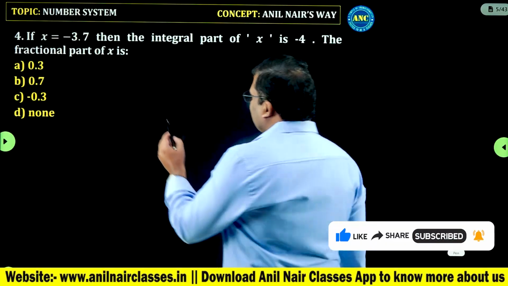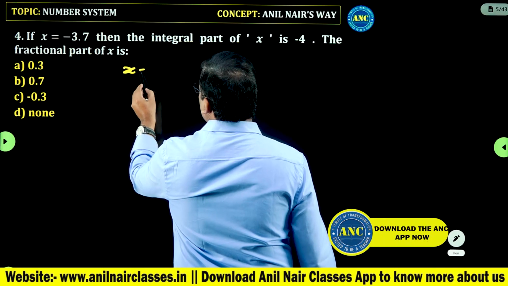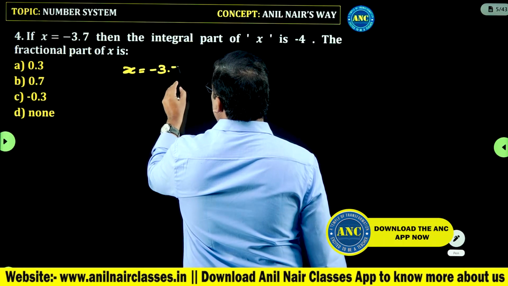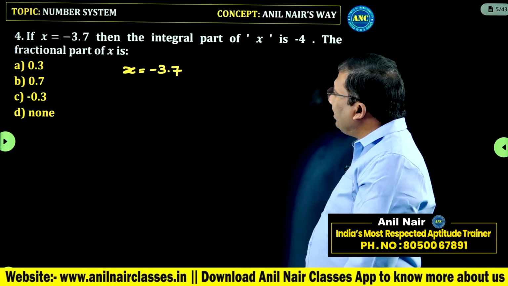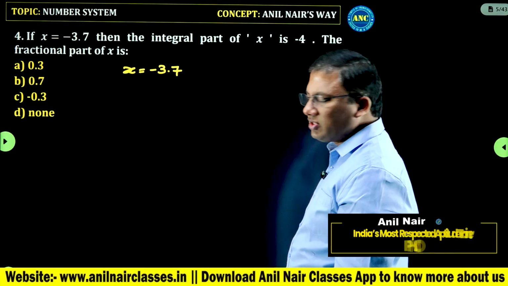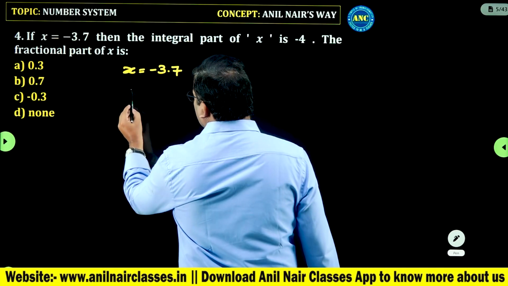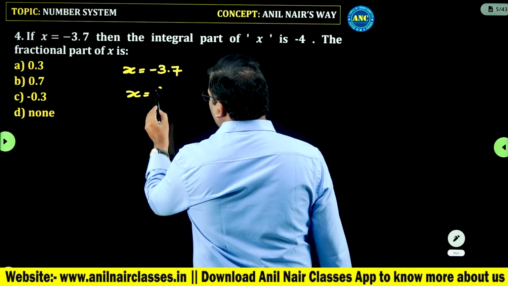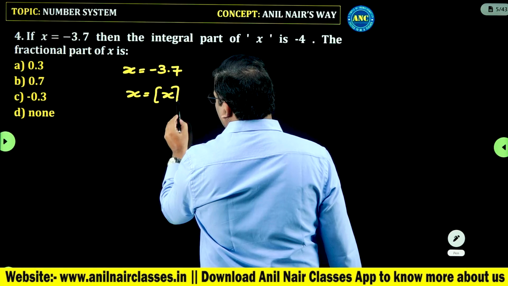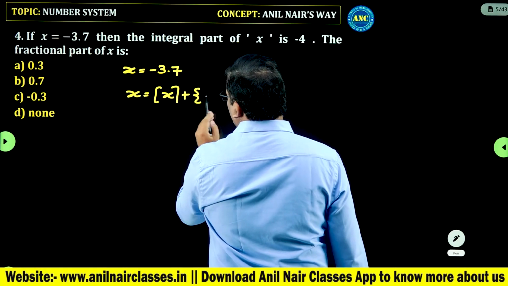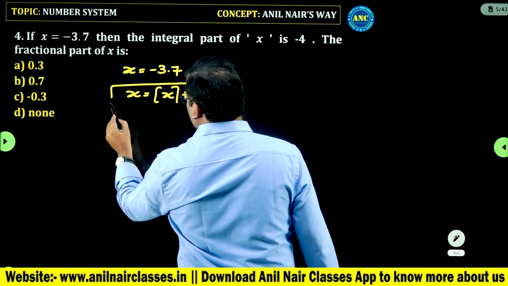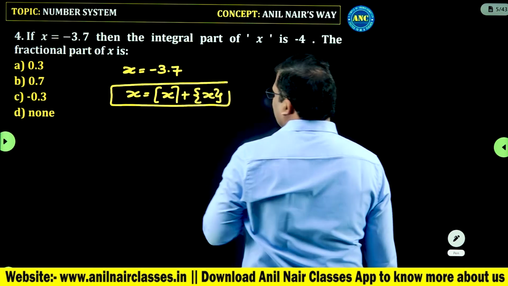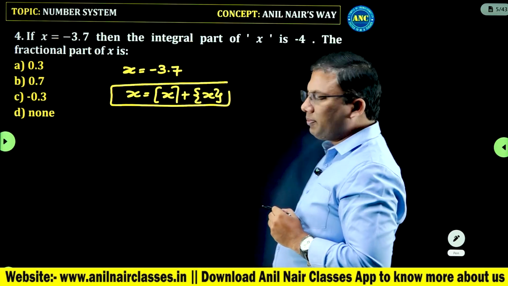Next one. X is given by minus 3.7. Then the integral part of X is minus 4. That means this is a concept based on the greatest integer function. X can be written as the integer part of X plus the fractional part of X. X is the greatest integer of X plus the fractional part of X.